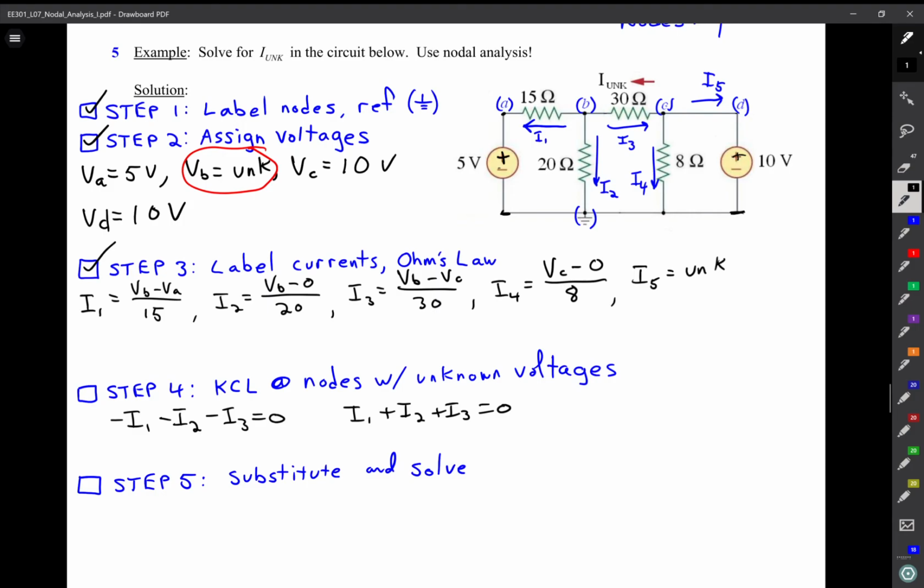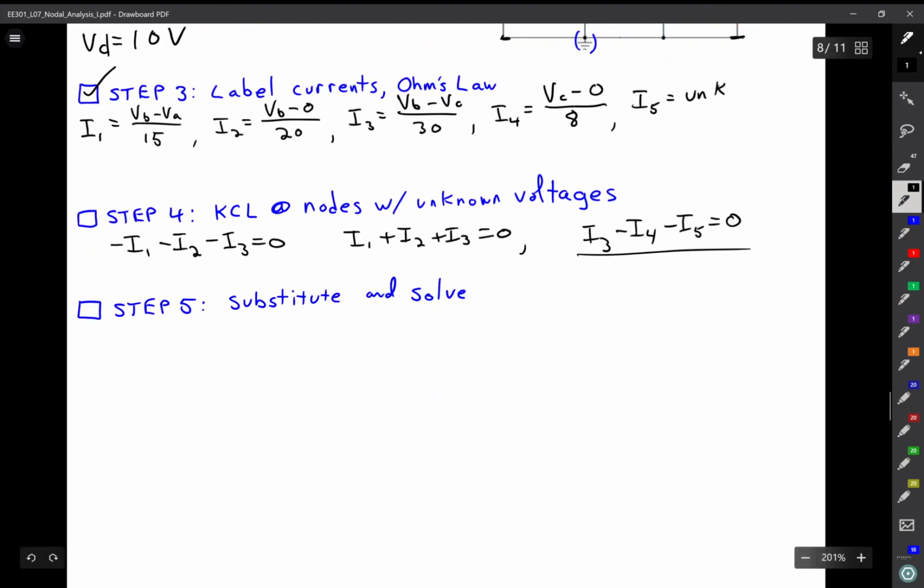Now, if I wanted to, I could also say that the KCL at node C is going to be I3 minus I4 minus I5 is equal to 0. And we might need that later, so I'll just put that in there. But what we really want is the KCL at node B. Now what I want to do is to substitute and solve.